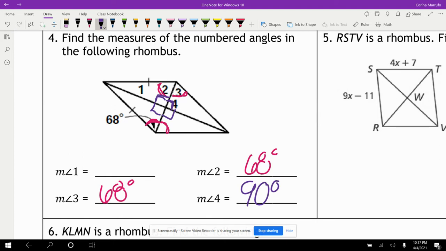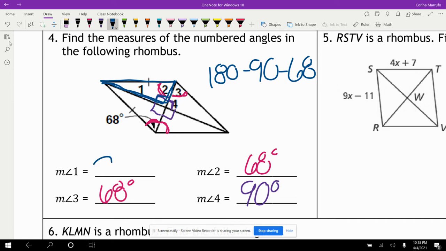So they want us to find angle 1. If you notice, this is a triangle. We know that this one is 90 degrees, so I'm going to do 180 minus 90. We said angle 2 is 68, so I'm also going to subtract the 68, and that'll give me angle 1. When I put that in my calculator, that gives me 22. So the measure of angle 1 is 22 degrees.